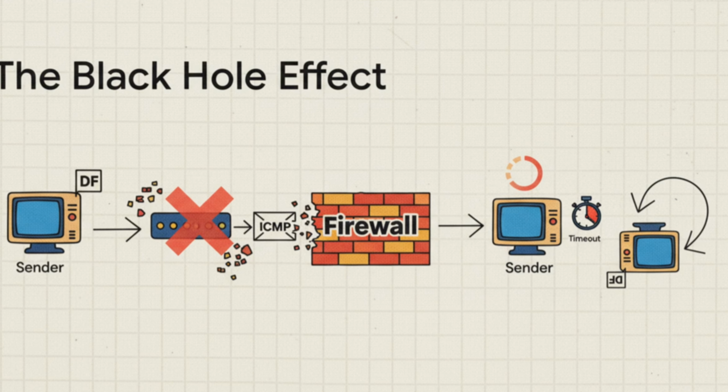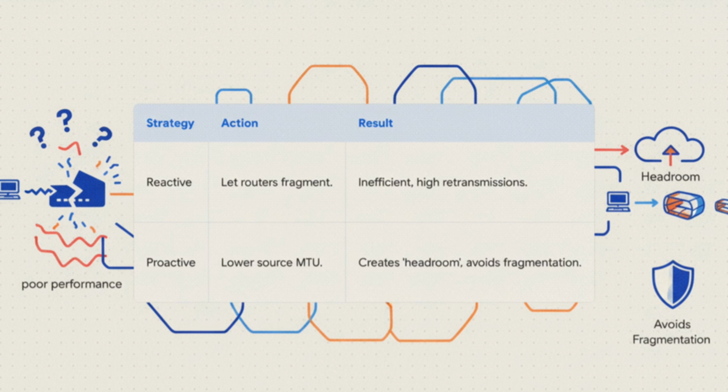Let's trace the total breakdown. Your computer sends a large "don't fragment" packet. A router down the line sees it's too big and correctly drops it. That router then tries to be helpful and sends the packet too big message back. But a firewall somewhere in between blocks that crucial message. Your computer never gets it. As far as your computer knows, the packet just disappeared into a black hole. So it waits, it times out, and it tries again with another big packet, which meets the exact same silent fate. Your connection looks like it's up, but no real data can ever get through. It just hangs forever.